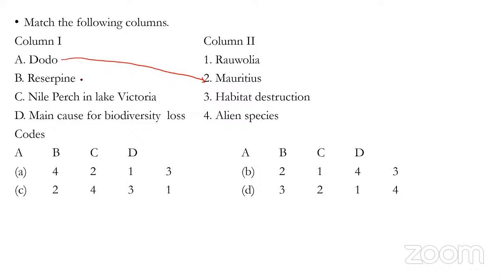Reserpine drug is produced from various kinds of Rauvolfia, or Rauvolfia serpentina, which is found in the Himalaya. Nile perch in Lake Victoria is an example of an alien species. So it will match with 4. The main cause for biodiversity loss is habitat loss and fragmentation. So A is with 2, B is with 1, C is with 4, and D is with 3. So the answer should be B.